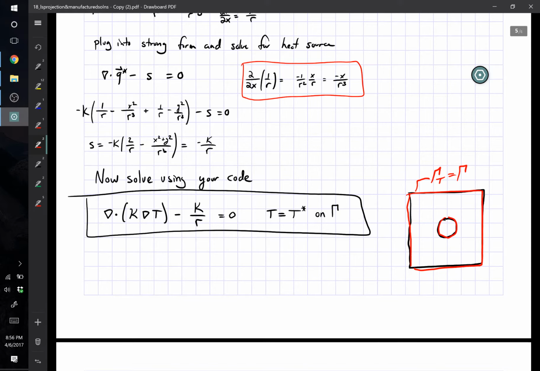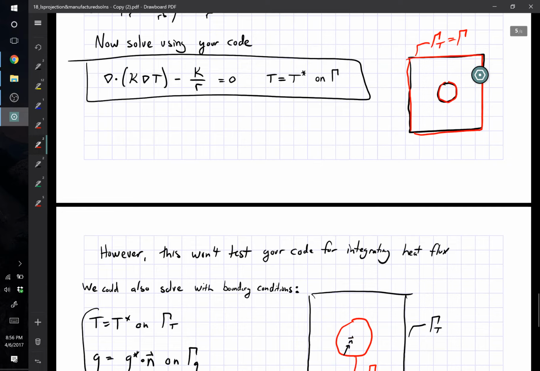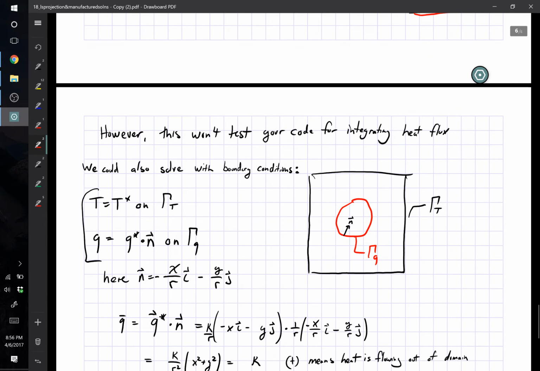The only problem with that is that in your code, you have some code that computes the heat flux. And if you do a convergence test where you set the entire boundary to be prescribed temperature, then you don't actually test to see whether or not your heat flux computation is correct. So what we can do instead is apply different boundary conditions.